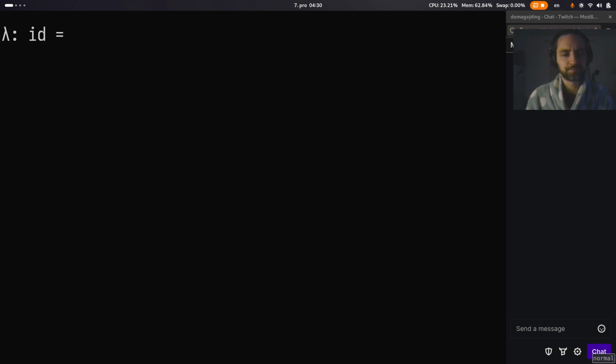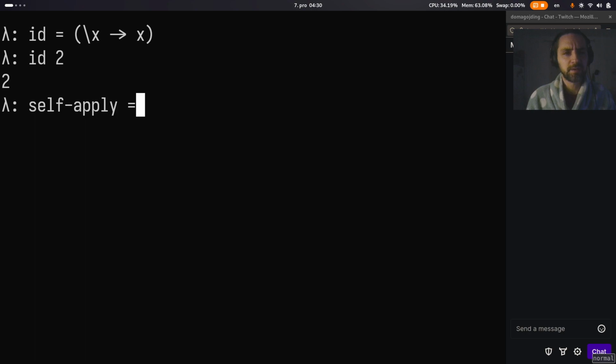And I'll just write them quickly here because it's not a big deal. We had the id, and for the id, for example, we apply the 2, we get back the 2, which was also like the basic combinator of sorts. And then we had this self-apply, which I actually cannot define here because it applies itself to itself, right? And then we had the apply function.